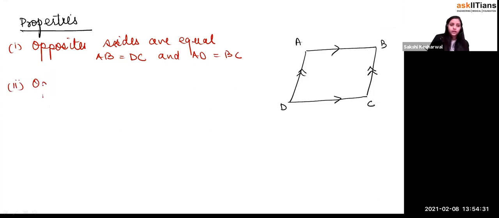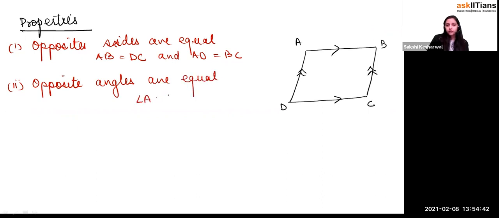The second property is that opposite angles are equal. Opposite angles are what, beta? Equal. Opposite angles are equal means angle A is equal to angle C, and angle B is equal to angle D, right? This angle is equal to this angle, and this angle is equal to this angle, right? The third property is that the diagonals are not equal. Here the diagonals are not equal.